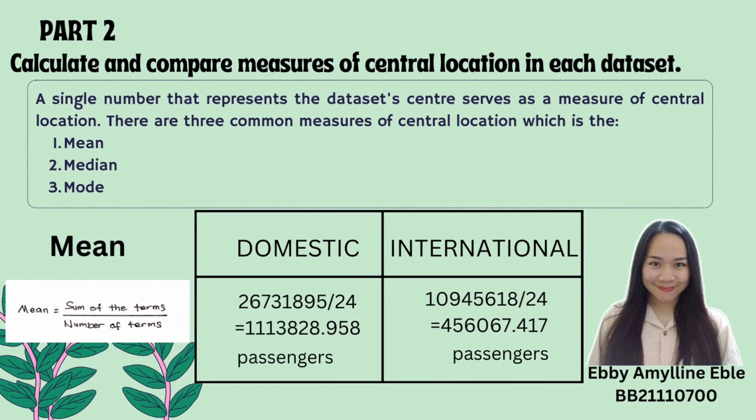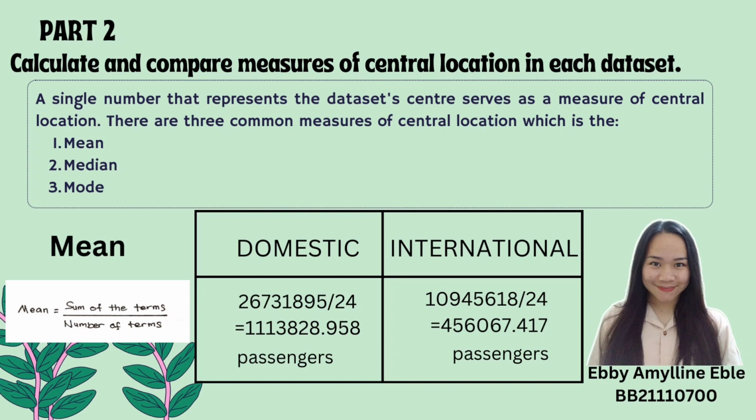BB2110700. Next, we move to part 2, calculate and compare measures of central location in each data set. A single number that represents the data set center serves as a measure of central location. There are 3 common measures of central location, which are mean, median, and mode. Mean is equal to the sum of the terms divided by the number of terms. In this question, mean is equal to the sum of the domestic or international airlines passengers divided by the number of airlines for domestic or international.